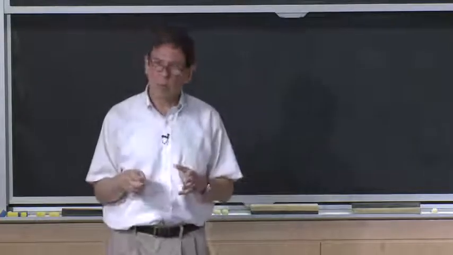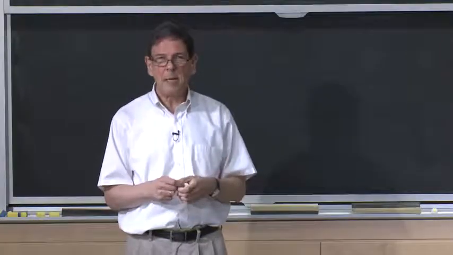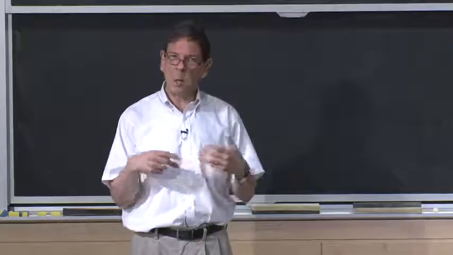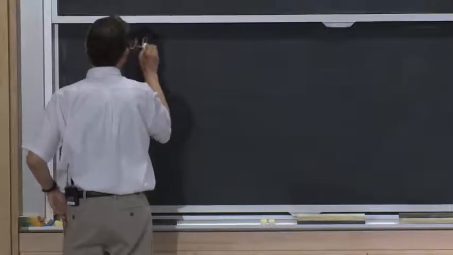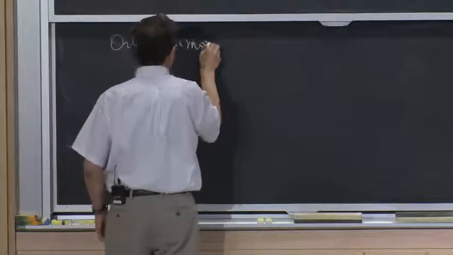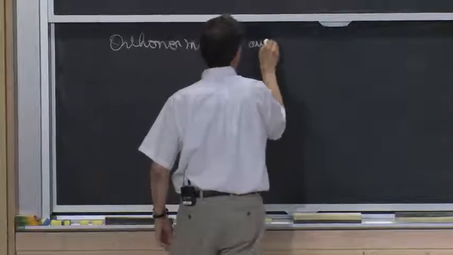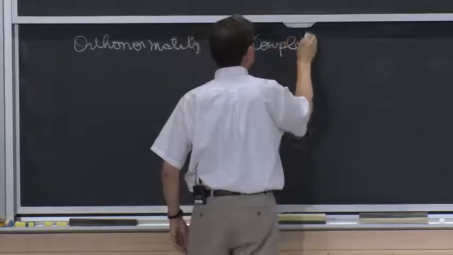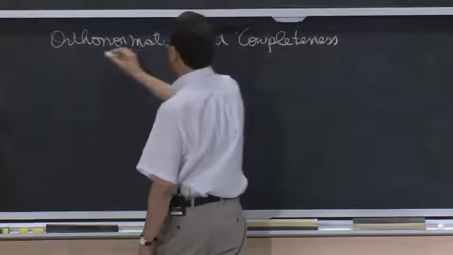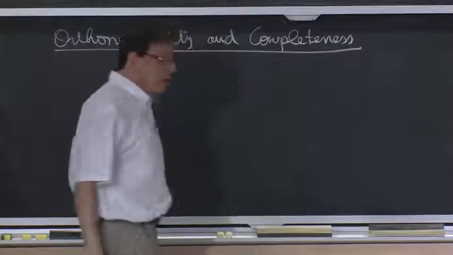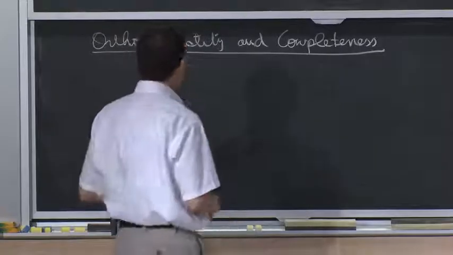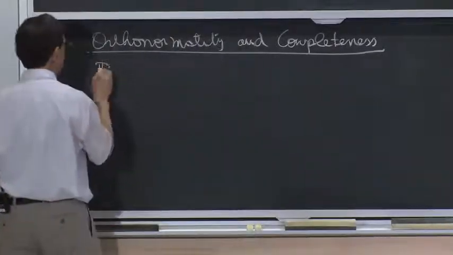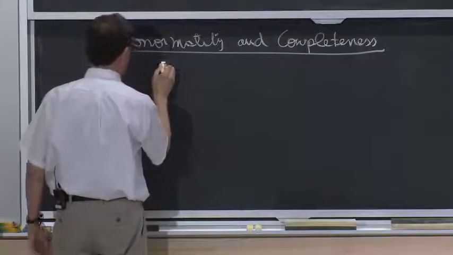So in this context, the mathematics will be a little simpler, and you will be able to appreciate why these two conditions are closely related. So I will talk about orthonormality and completeness. Very good. So we'll be speaking about a three-dimensional vector space. And in this three-dimensional vector space that we'll call R3, there will be three vectors.